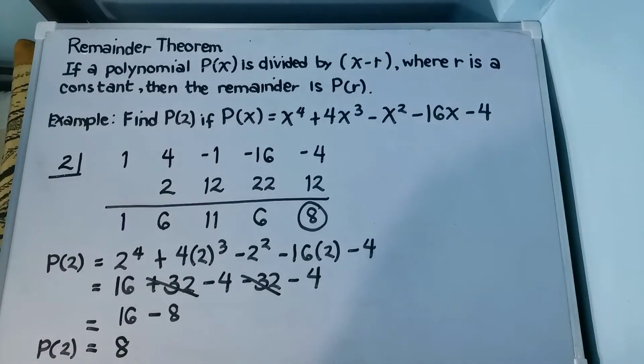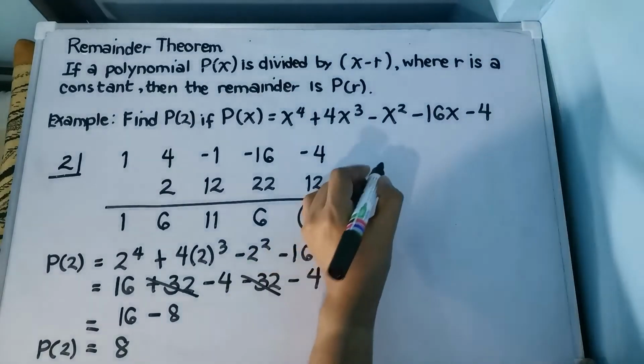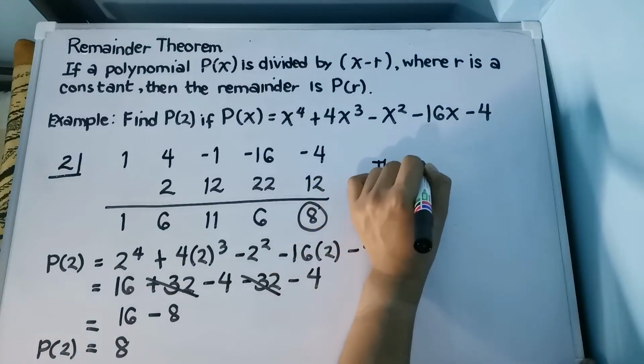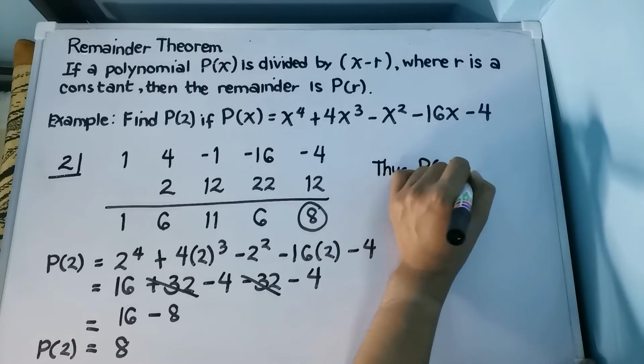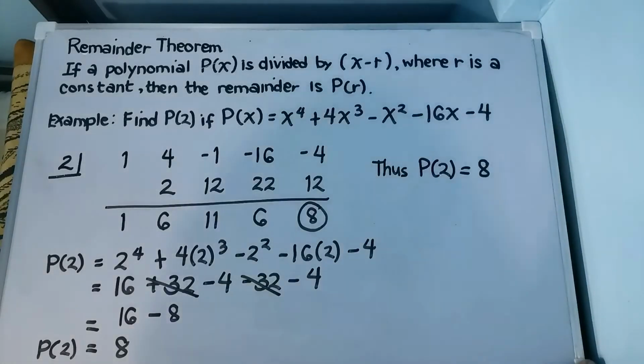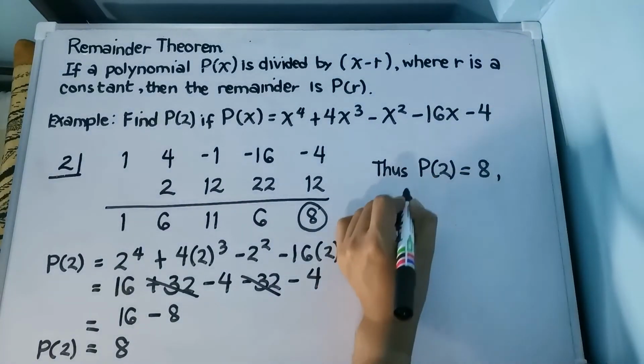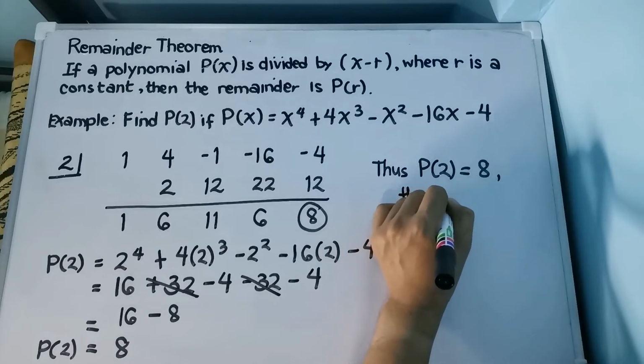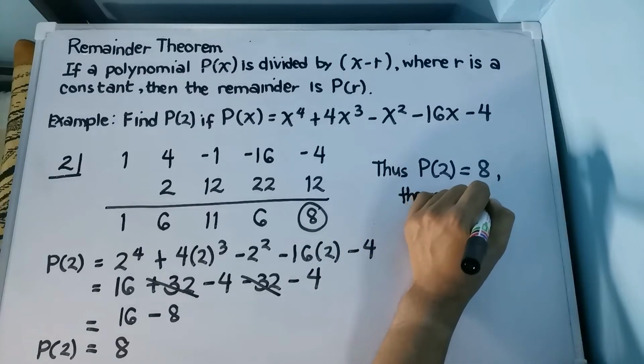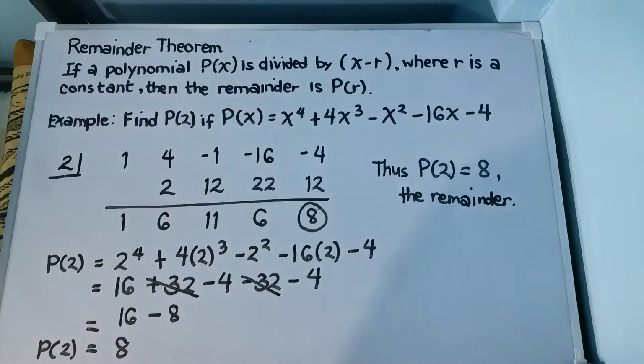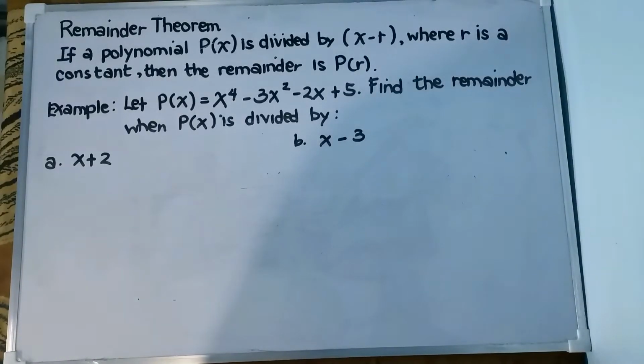Ayan. So kung mapapansin ay parehas tayo ng answer. So thus, we can say that p of 2 equals 8, and that is the remainder. So we apply here the remainder theorem. So let's have another example.